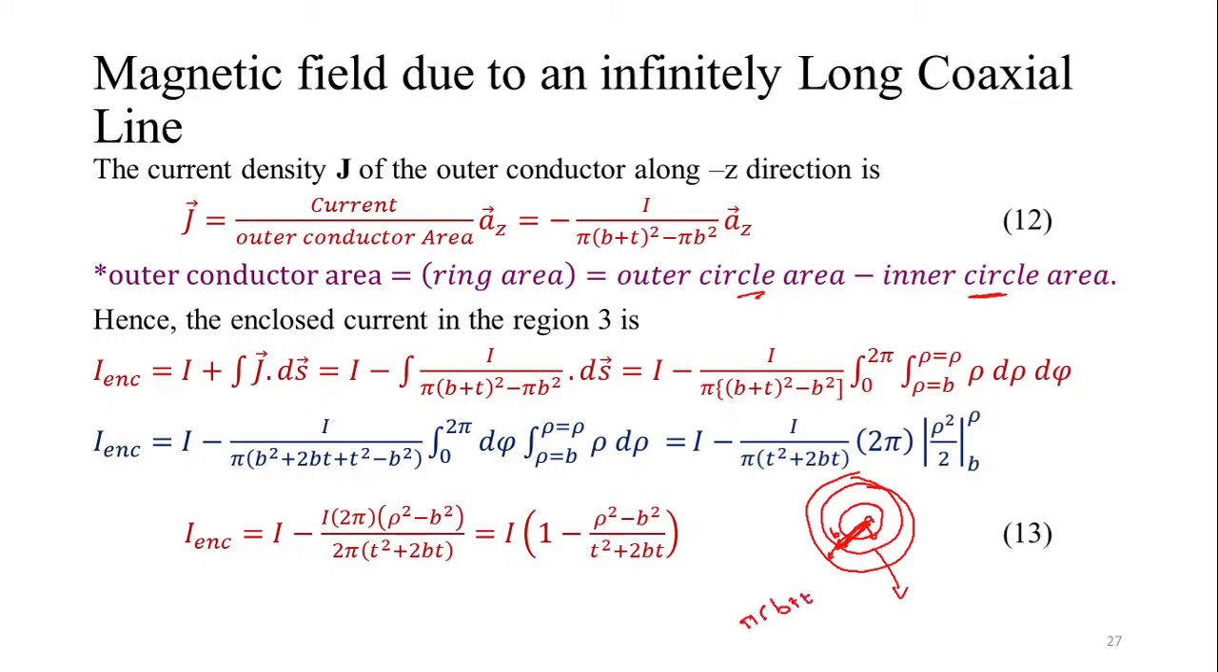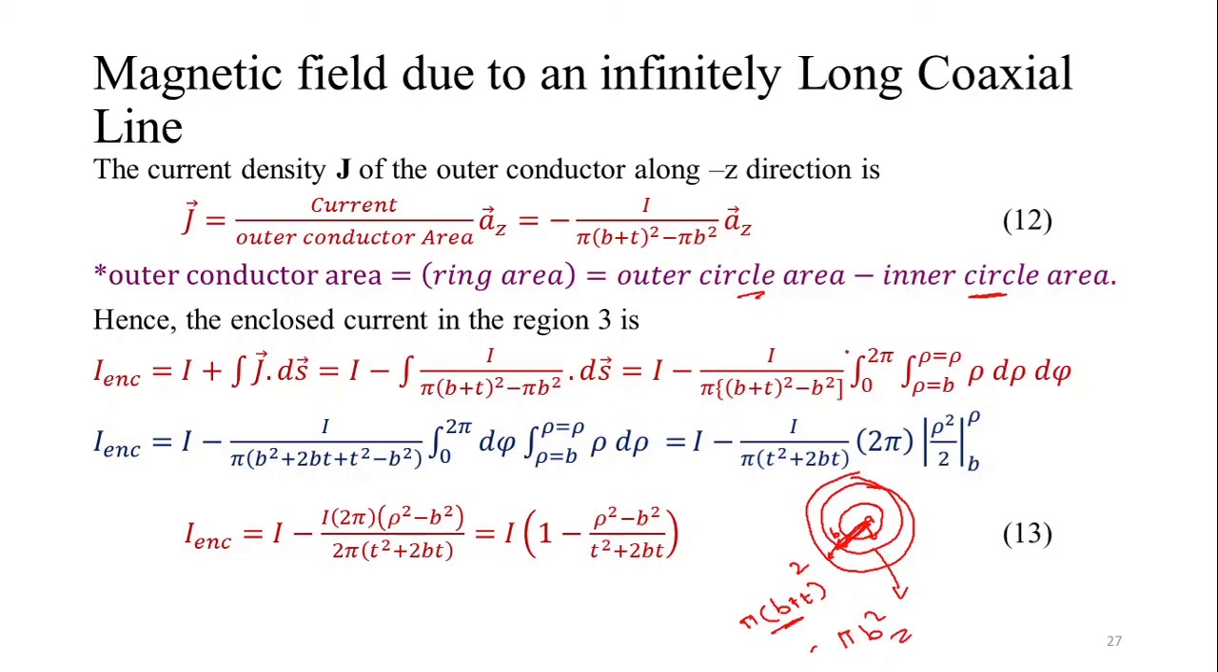So pi (b + t)² — this is outer minus inner. Pi b² will give the total area. So I enclosed is I plus the integral of J dot dS. The current is minus I, so minus I divided by the area, pi times (b + t)² minus pi b², dot dS.